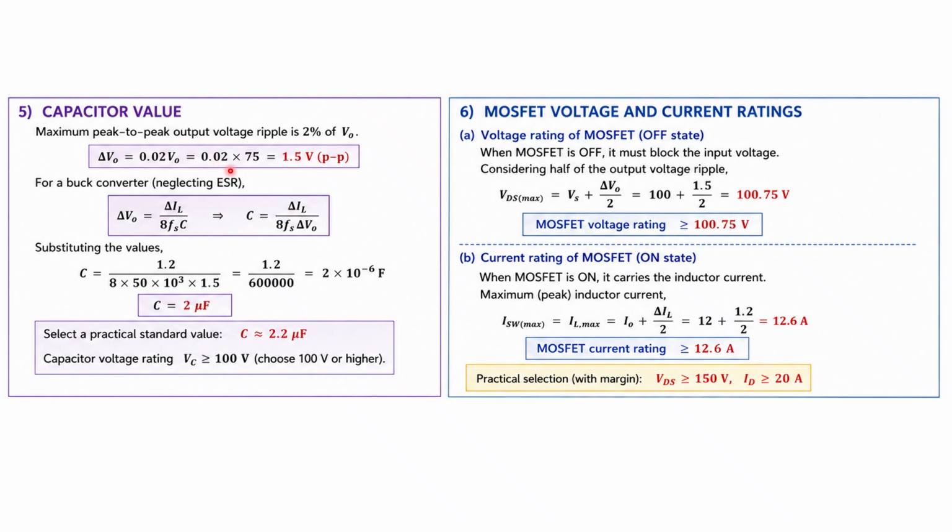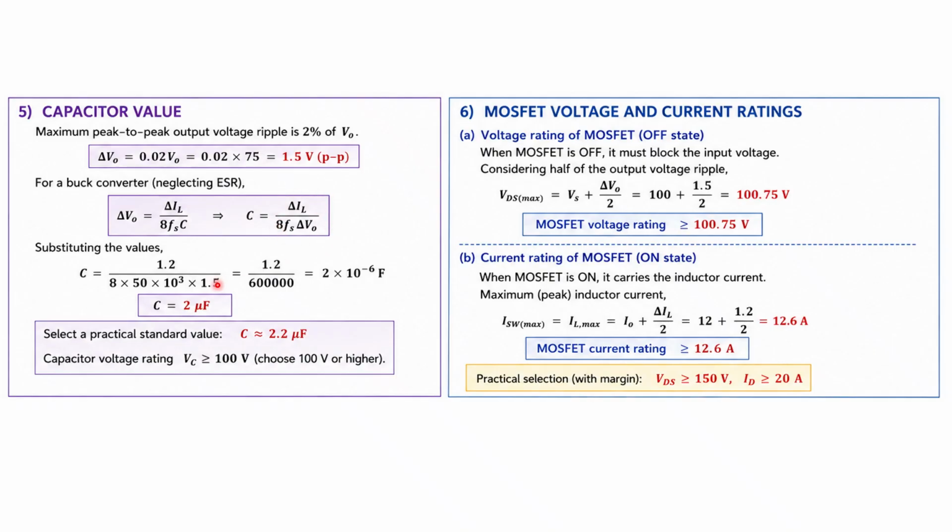So 0.02 into 75, so 1.5 volt is the peak to peak. This is the ripple value. And for a buck converter, the expression for the delta V naught is delta IL divided by 8 Fs into C. This formula we have also derived in previous lectures. So from this formula we can write C is equal to delta IL divided by 8 Fs delta V naught.